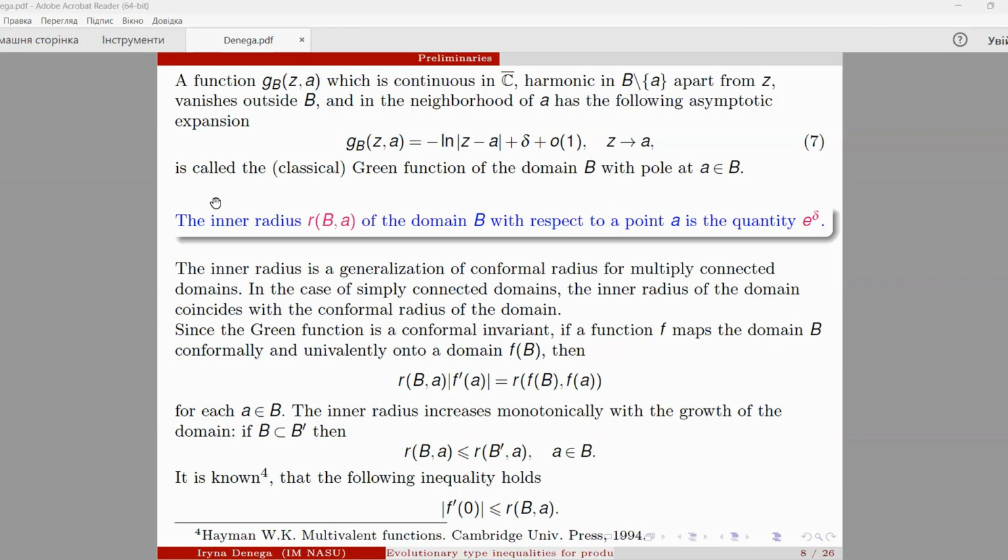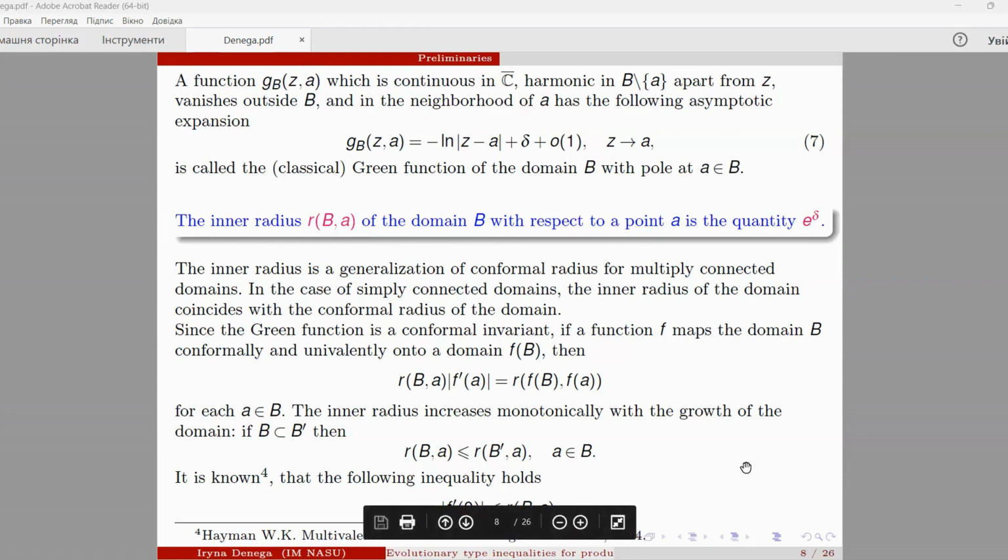is called the classical Green function of a domain B with pole at a from B. The inner radius r of B, a of the domain B with respect to a point a is the quantity e to the delta.